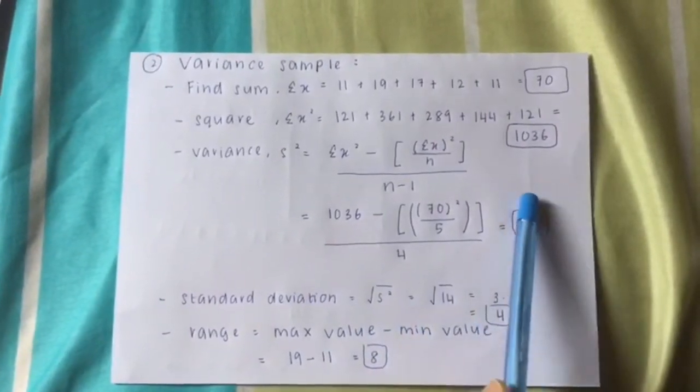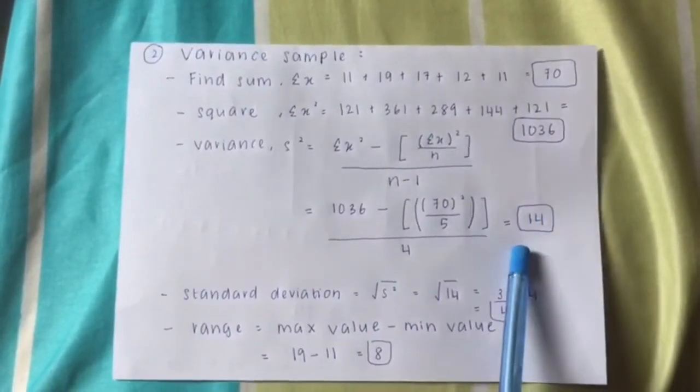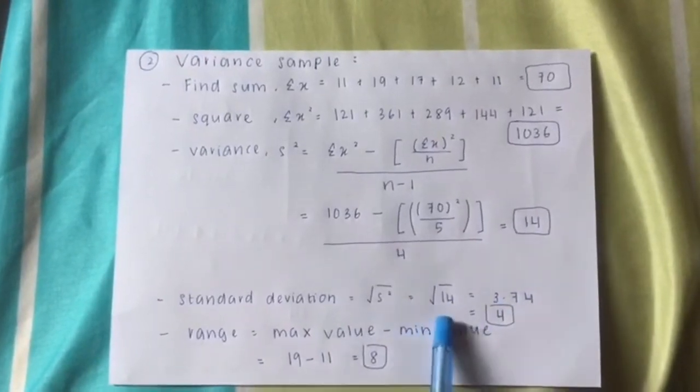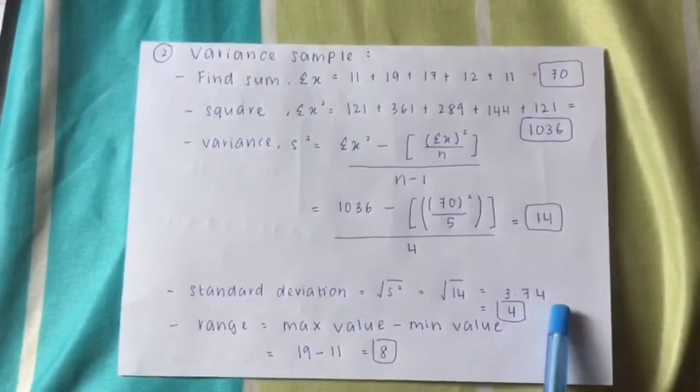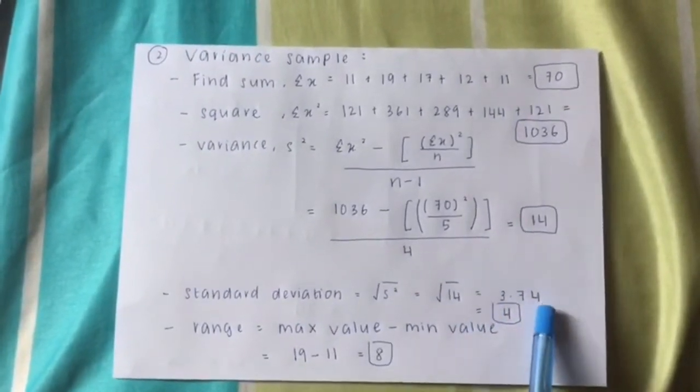So from the variance, we just put it in here, and then we got 4. Actually we got 3.74, so we just write that.